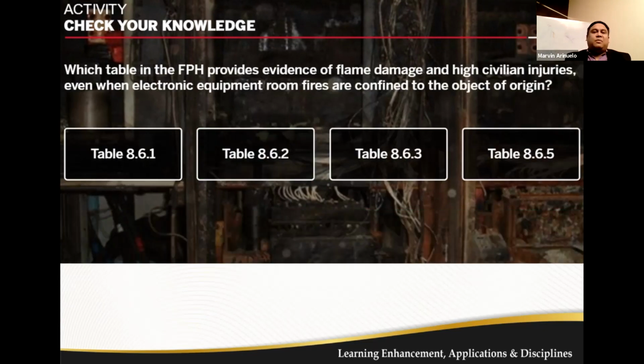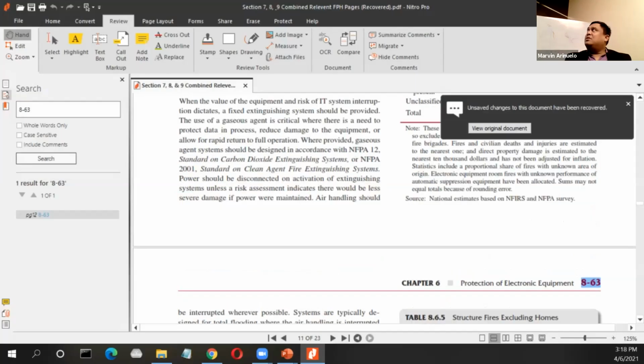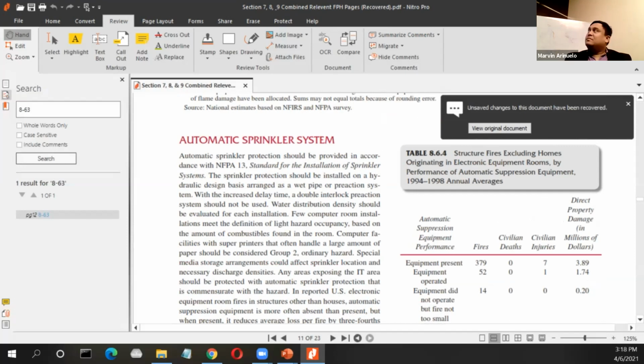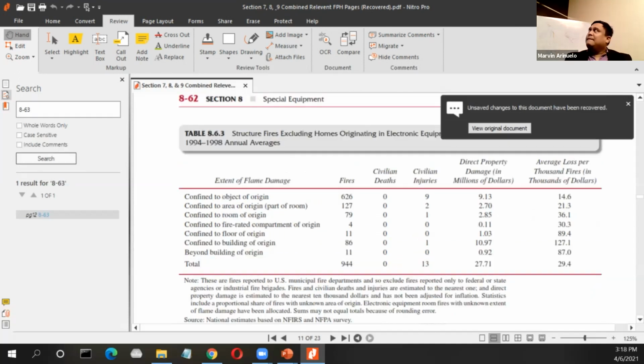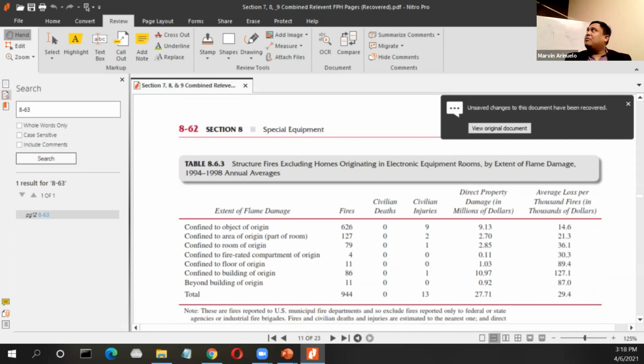Which table in the fire protection handbook provides evidence of flame damage and high civilian injury even when electronic equipment room fires are confined to the object of origin? The answer is table 8.6.3, page 8-62 of your fire protection handbook. This is the table: structure fires, excluding home, originating in electronic equipment rooms by extent of flame damage.